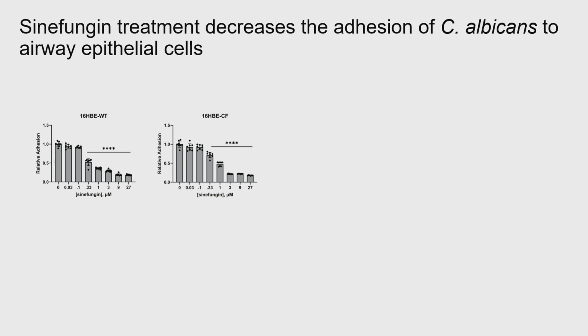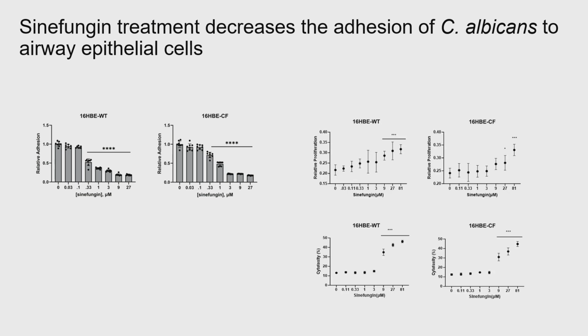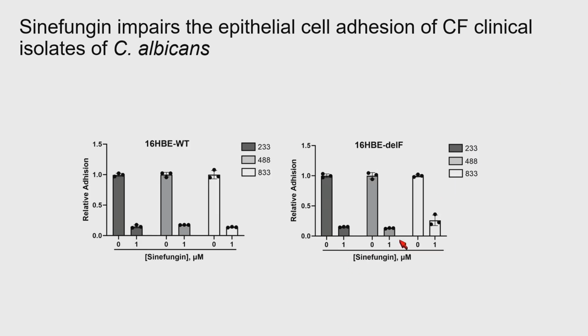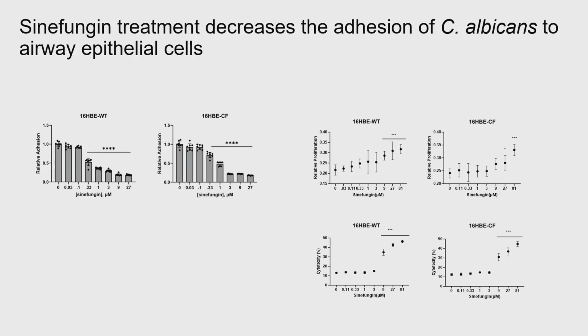Then we looked at whether sinefungin does the same thing here. So we looked at the effect of sinefungin on adhesion of wild-type Candida to wild-type or CF cell lines. And we see a nice dose-dependent response. More importantly, sinefungin has no bad effect on those cell lines. So we looked at the proliferation of these cells, or the toxicity, using lactate dehydrogenase release into the media. And we see that at these low concentrations, there is really no bad effect from sinefungin.